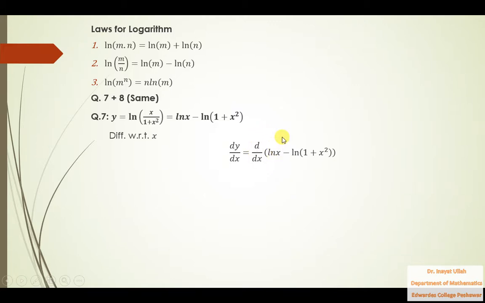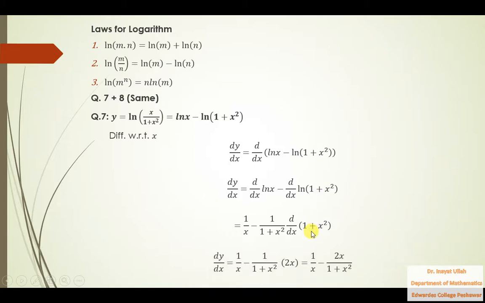Apply this d/dx inside with both the functions. Now this is the derivative of log of x, and that is the derivative of log of u. So applying the formulas, the derivative of log of x is 1 by x, and the derivative of log of 1 plus x square is 1 by 1 plus x square, into the further derivative of 1 plus x square. And the further derivative of 1 plus x square is 2x. Now writing 2 here, 2x into 1 is 2x divided by 1 plus x square. So this is the derivative of this function.